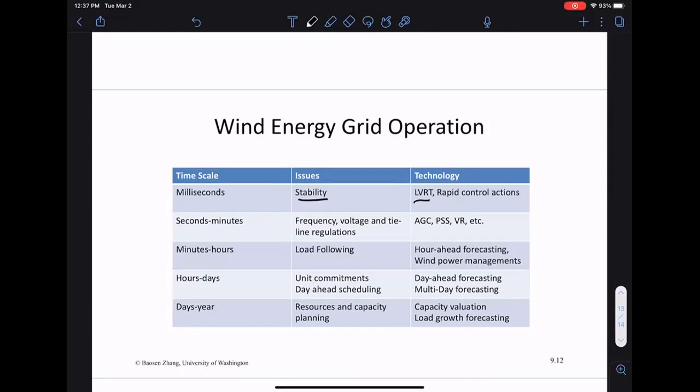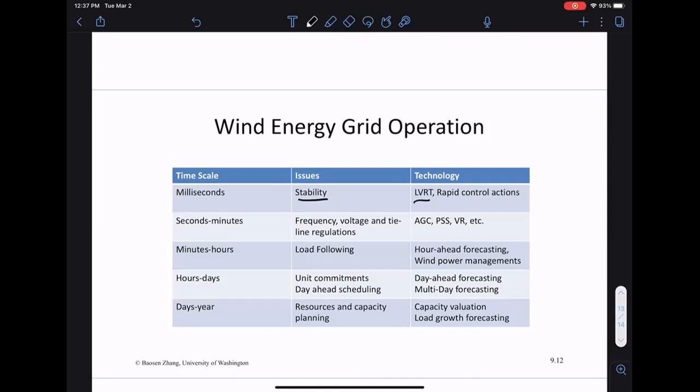Then if you go longer in the time scale, say from seconds to minutes, we care about things like frequency and voltage. Can you provide some frequency regulation to the grid? If you lost a generator, can the wind power produce more power to help the generator? Then going longer in time scale, from minutes to hours, we want to know if you can follow the load. They want to understand how to do scheduling in the turbine.